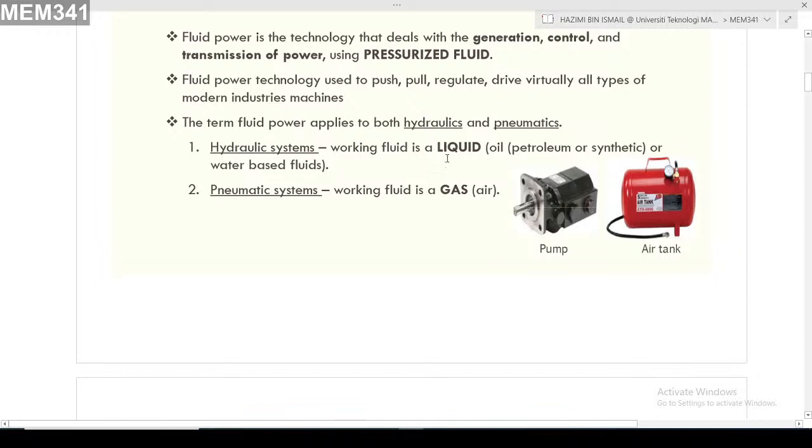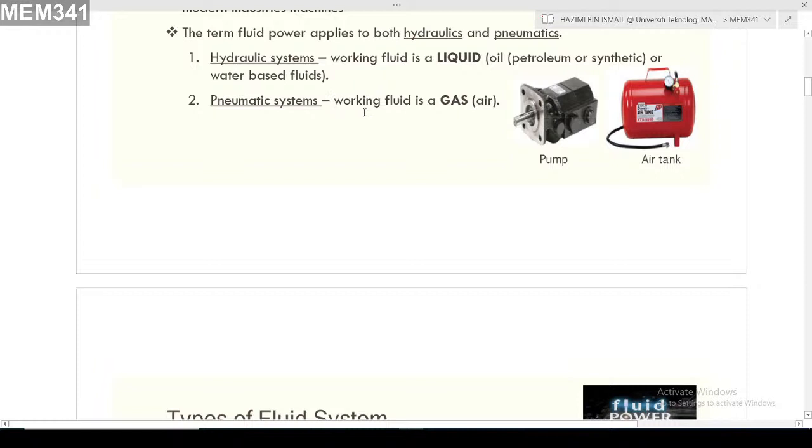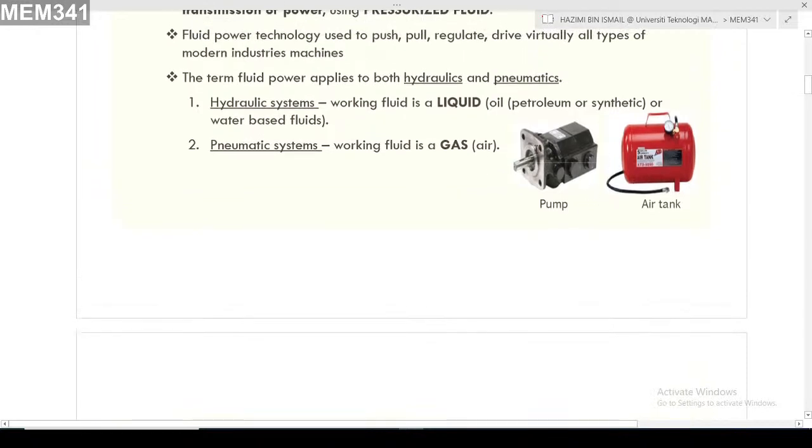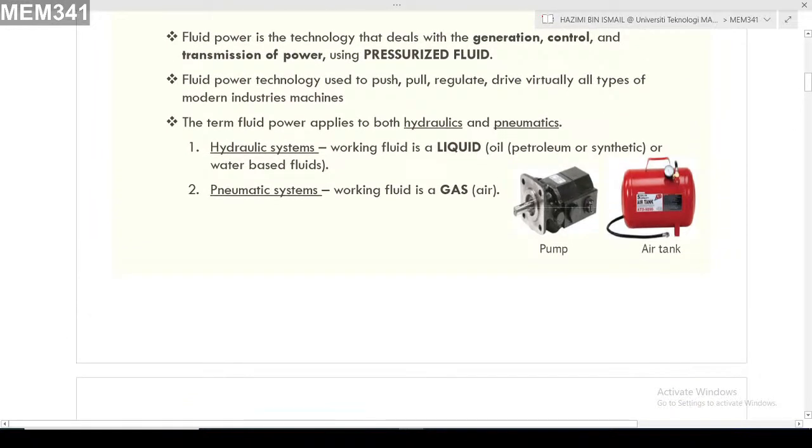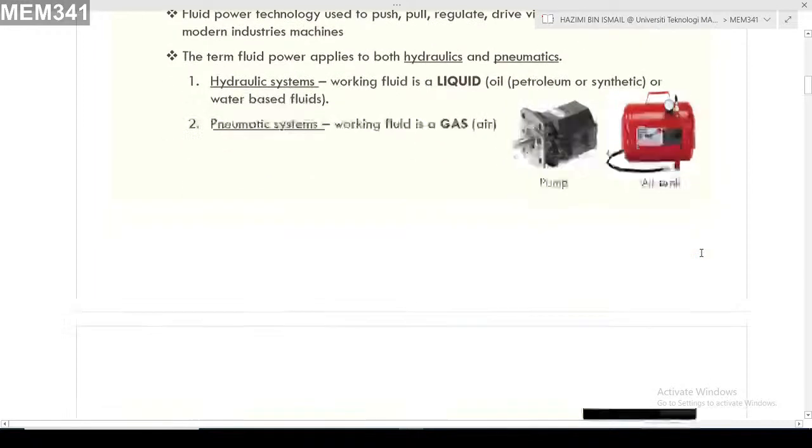Let's say a hydraulic system uses liquid. An example of liquid is oil, and oil can come from petroleum or synthetic oil, or also can be a water-based fluid. Pneumatics is just plain gas, but the gas may come from air or any type of gas. This picture shows an example of the pump. This is a tank. We can find it in the lab that uses the hydraulic and pneumatic system.